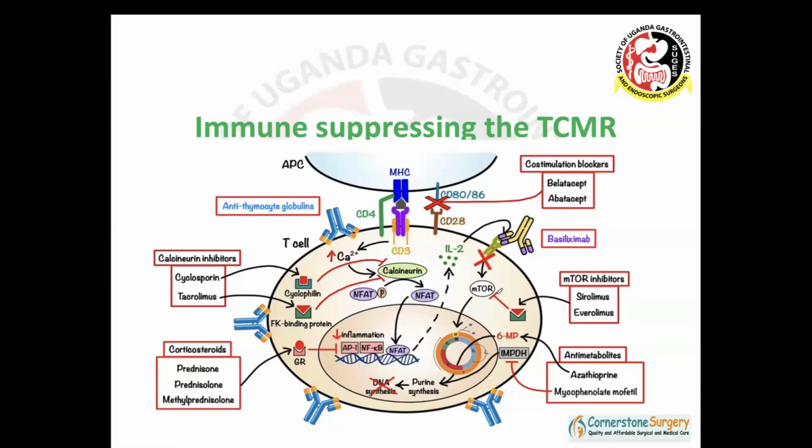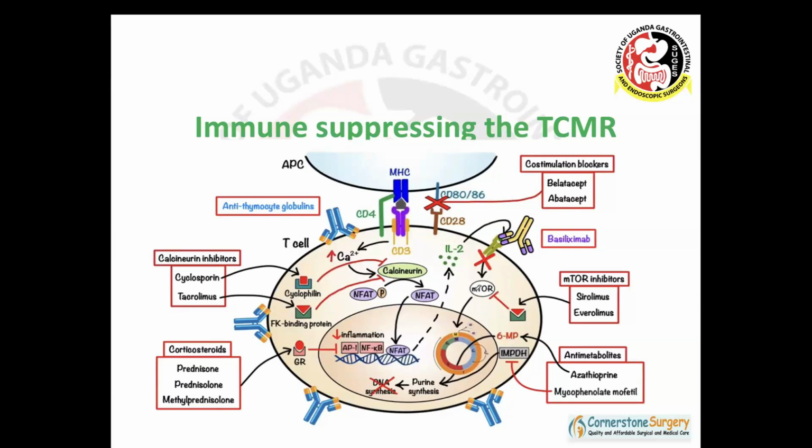Then we have the mTOR inhibitors. The mTOR inhibitors inhibit the rapamycin molecule. Now, the way it works is that it doesn't really affect the interleukin-2 when it is released and is going to attach to other cells to replicate. Instead, it prevents replication through preventing DNA synthesis. So even if the interleukin-2 is released, if you're using mTOR inhibitors, you prevent the interleukin-2 from acting on the other cell to replicate.